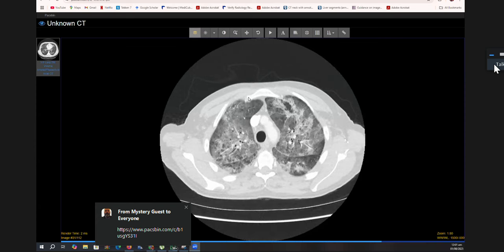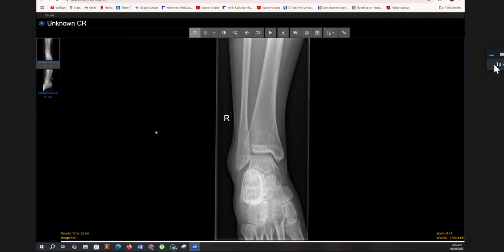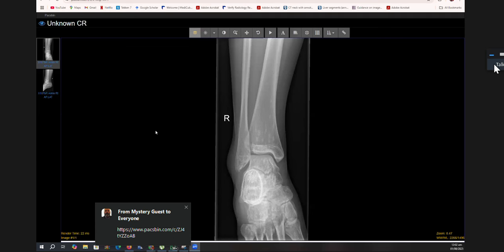Have a look at this next one. Tell me what the condition is. Yes, sir. So, okay, sir, I'm presented with the X-ray of the ankle, frontal projection. Diagnosis is osteopoikilosis. Excellent. Benign looking bony lesions.